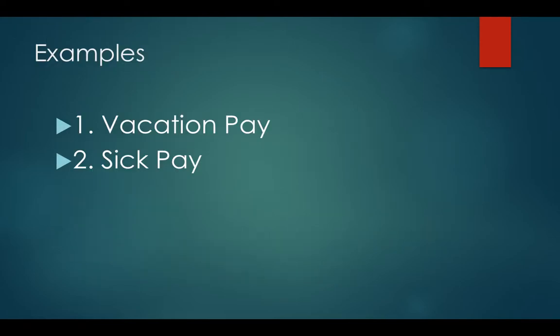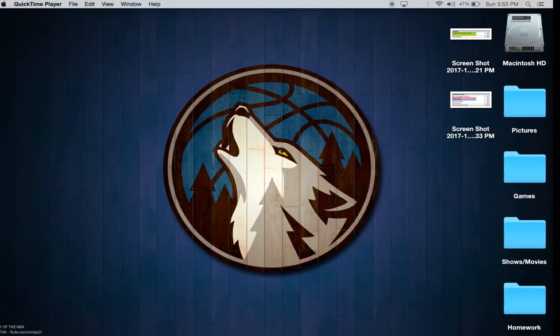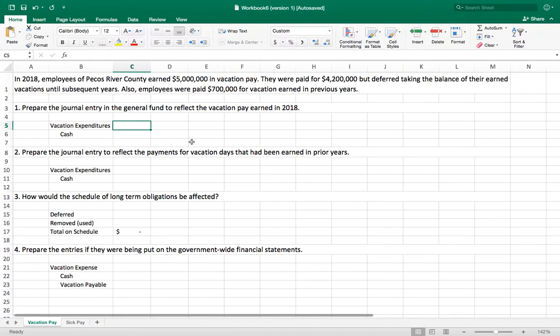I have two examples here, one to do with vacation pay and one to do with sick pay. First of all, for the vacation problem, in 2018, employees of Pecos River County earned $5 million of vacation pay. They were paid for $4.2 million, but deferred taking the balance of their earned vacations until subsequent years. Also, employees were paid $700,000 for vacations earned in previous years.